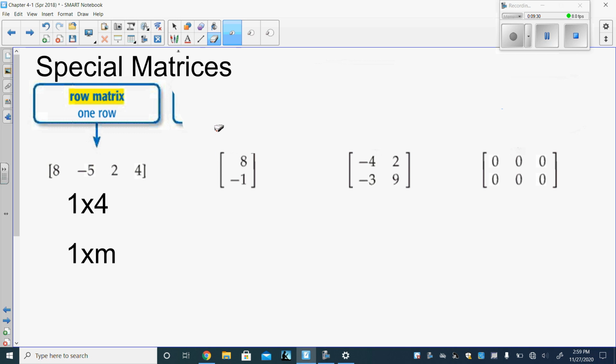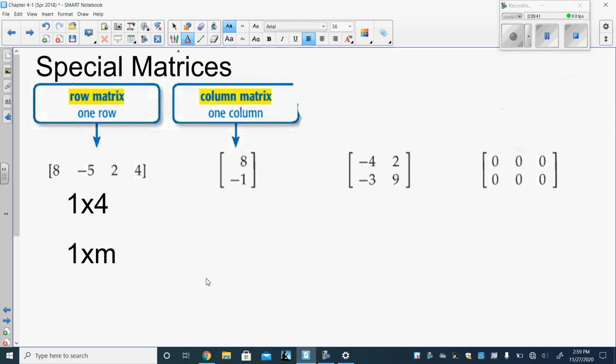Now, taking a guess and looking at this here, you could probably figure out what this one's going to be. This one here is going to be a column matrix. A column matrix because it has exactly 1 column. So this one here, it has 2 rows and 1 column. So we'll call it a 2 by 1, or really we can say an n by 1. Because no matter how many rows we have, we will still have 1 column. So it's called a column matrix because it only has 1 column.